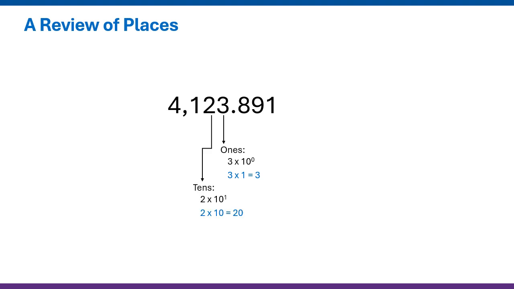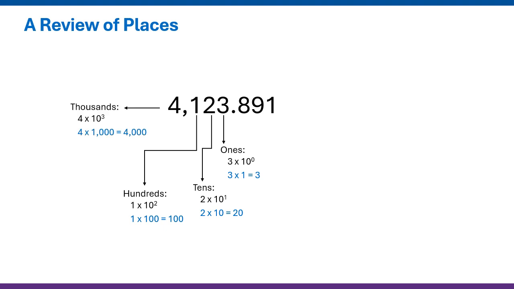We can move over to the left and we have the tens place, and here we have 2 times 10 to the first power, where that indicates 2 times 10, or here we have 20. And then the hundreds place is 1 times 10 to the second power, which means 1 times 100, equals 100. And then going over to the thousands place, we have 4 times 10 to the third power, and it's basically 4 times 1,000, or 4,000.